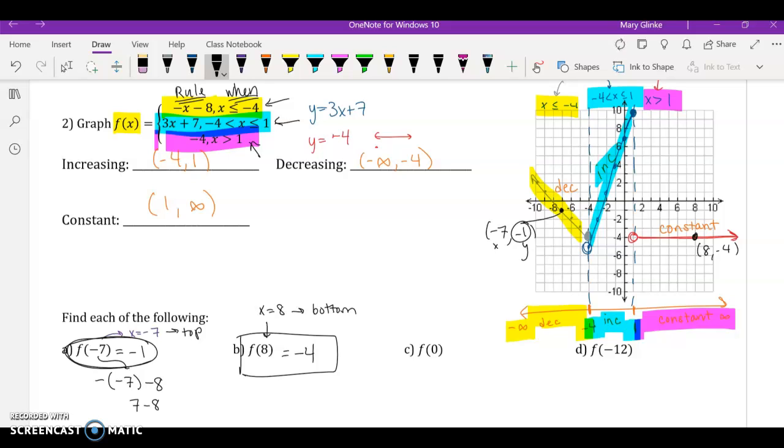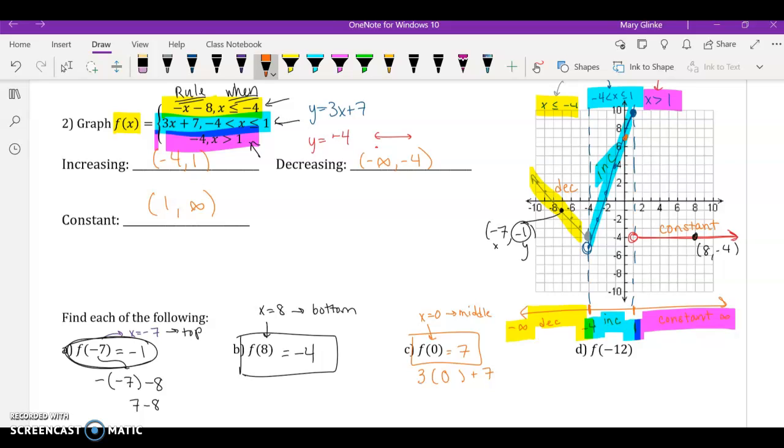So our next one, f of 0. This one is saying here x is 0. And so you have to ask yourself, does that go for the top, the middle, or the bottom rule up there? So 0 is in between negative 4 and 1. So this is saying use the middle equation. And for our middle equation, it's 3x plus 7. So when I plug in 0 for x, I get 3 times 0 plus 7, which gives us 7 back out. And you can always check with your graph, when x is 0, y is 7.